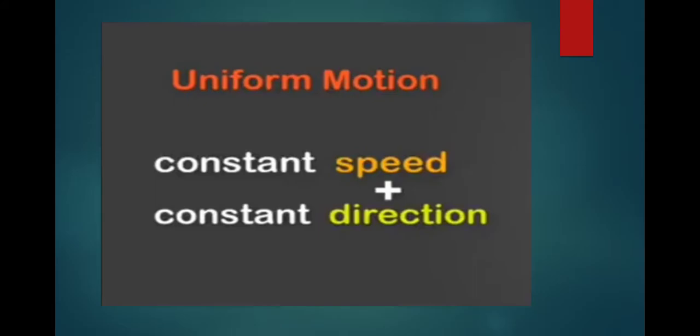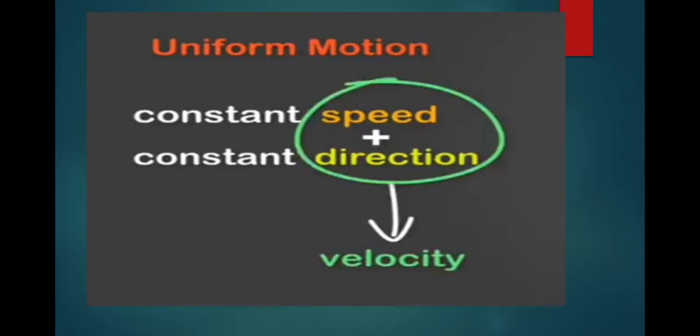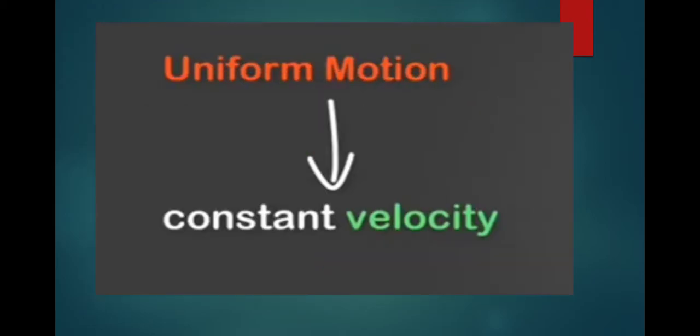So here we have constant speed and constant direction. And we know that velocity is speed with direction. So the car is basically moving at constant velocity. And uniform motion means a body is traveling at constant velocity.